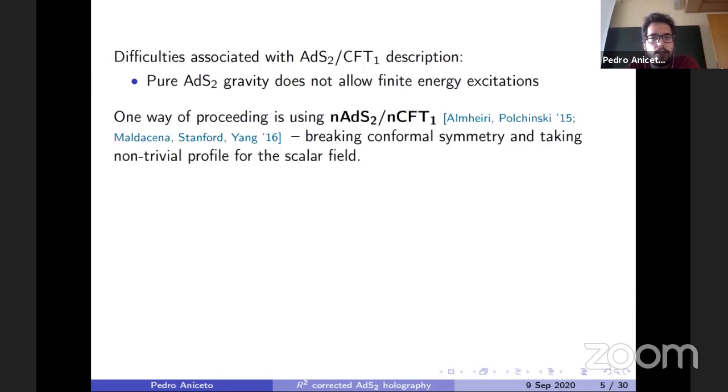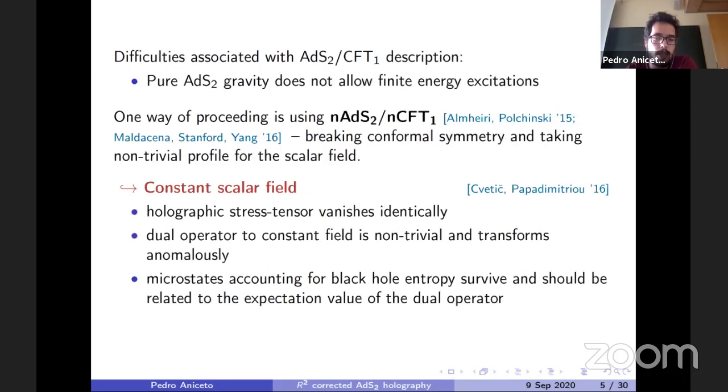actually using the NAdS2/NCFT1 correspondence, in which one would break the conformal symmetry of the theory by taking a non-trivial profile for the scalar fields coupled to it. This is not what we are going to do. We are actually going to focus on AdS2 where we take the scalar fields to be constant. The dictionary for this was described, for example, in this paper from 2016.